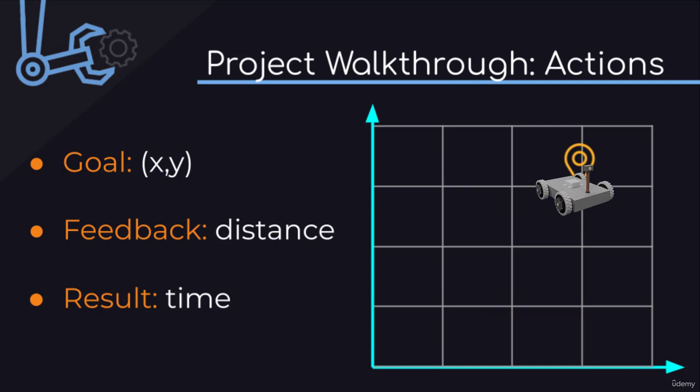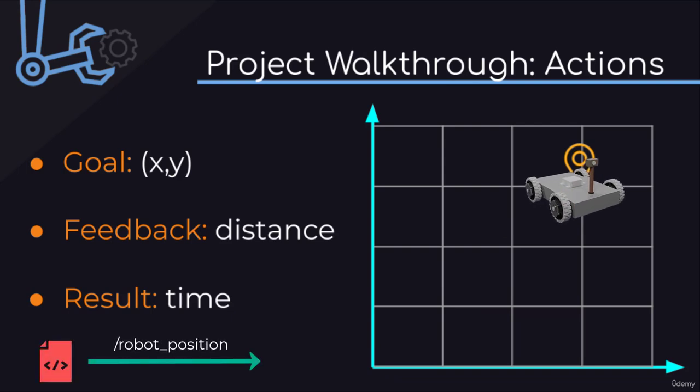An additional thing to note is we will also need to create a publisher to simulate a position sensor which tells us the current point the robot is at. Our action will find the distance between the goal point and the simulated current position to send feedback on how far the robot is from the goal. Okay, now that you understand the idea behind this project, let's walk through it together.